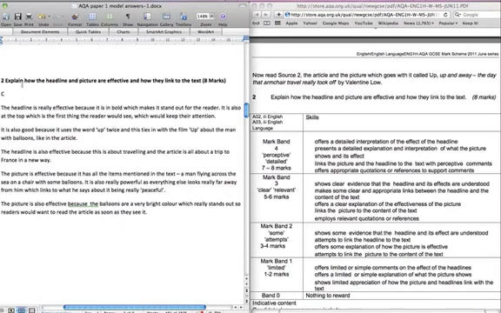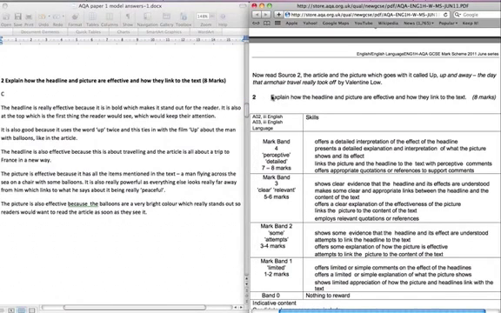So explain how the headline and picture are effective and how they link to the text. Again, we have to be familiar with this part here, the explain, how they're effective and link. They're 3 questions that come up on this exam, they're going to come up on your exam, they're going to come up on next year's exam. It's going to be something like that, so make sure you focus on it.